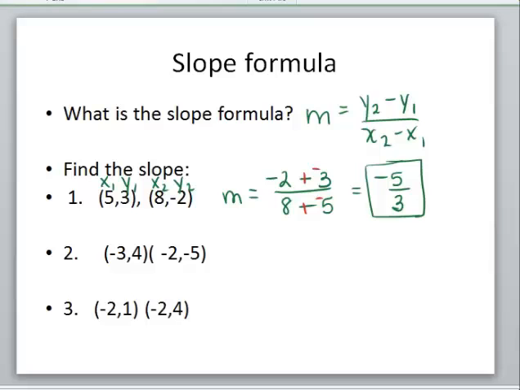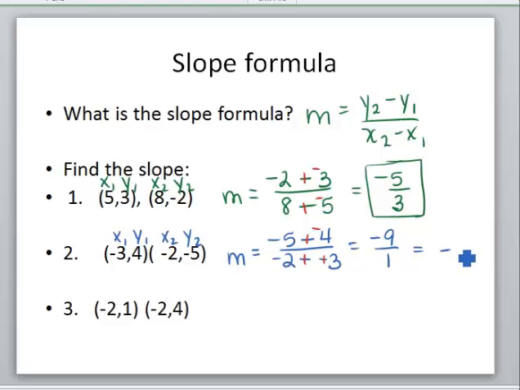The next example I have here, I will do it in blue so you can see the difference. I've got x1, y1, x2, y2. Again, always xy coordinates. I have my slope. My slope is equal to my y2 value, negative 5, minus my y1 value of 4, over my x2 value of negative 2, minus my x1 value of negative 3. Always minus signs between them. Change my signs to plus the opposite, and I'll come up with my answer of negative 9 over 1.